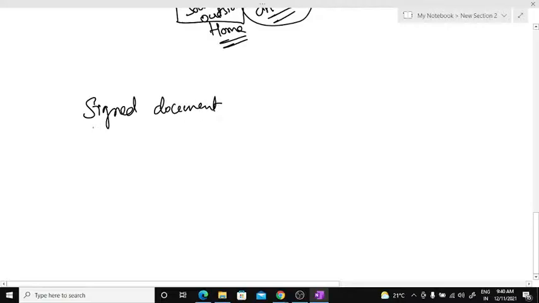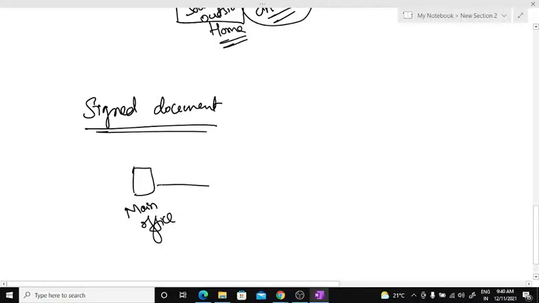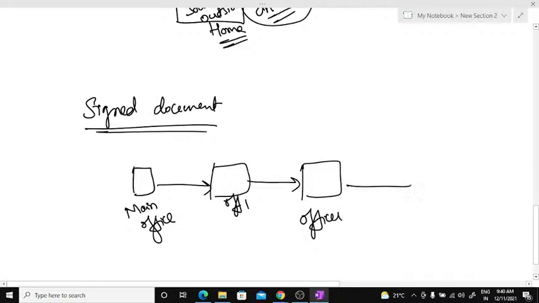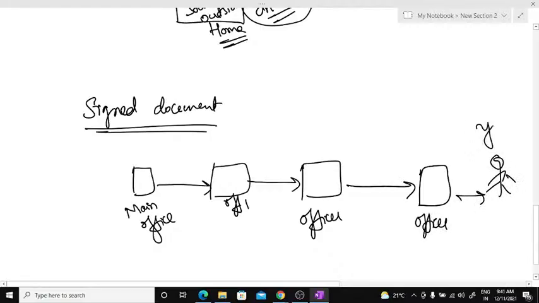Okay, suppose you want some signed, authorized document, like for attestation. There is the main officer, and below that there are some different officers, and one more officer here, and this is you. So to get your document signed, you need to follow the proper channel.